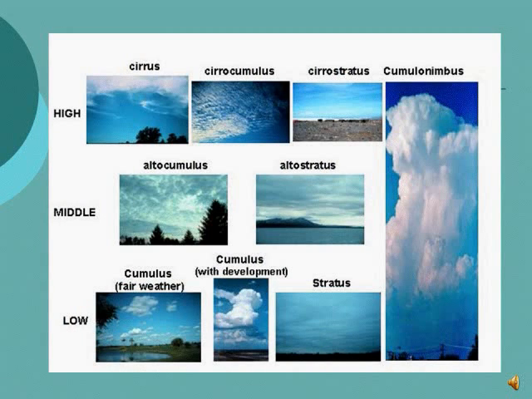You have three classifications of clouds. You have your low-lying clouds, middle clouds, and high clouds. Your low is going to be cumulus and stratus. Cumulonimbus is going to encompass all three, okay? Your middle clouds are going to be your altocumulus and your altostratus, and then your high clouds are going to be cirrus, cirrocumulus, and your cirrostratus.